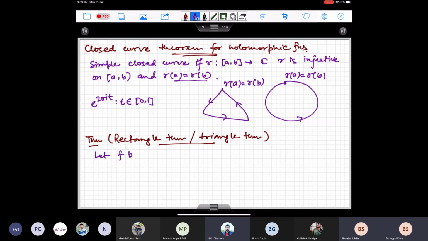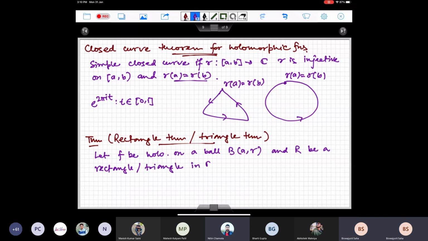So let f be holomorphic on a ball B_r, let's say little r, and let capital R be a rectangle or triangle in B_r.